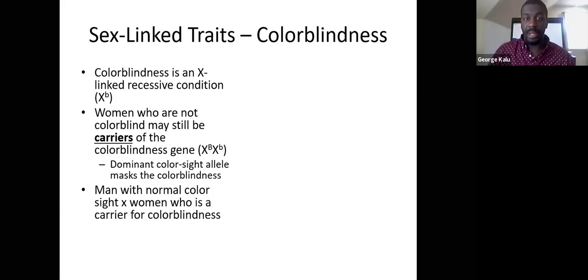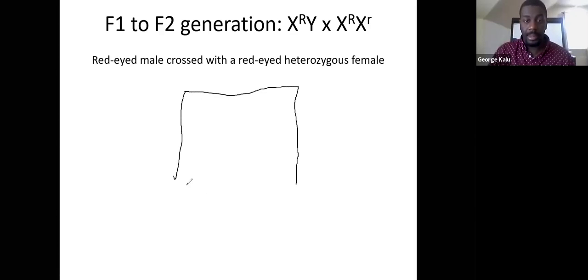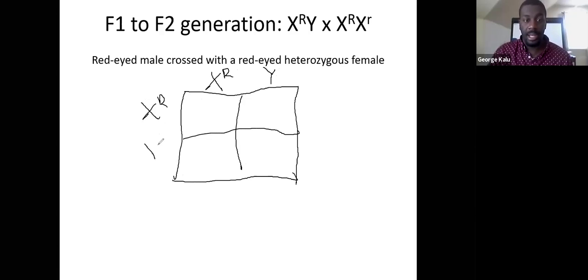Okay, so I have one more example here. We'll go ahead and do this last one together. This would be if we're looking at a red-eyed male crossed with a red-eyed heterozygous female. So again, if we do our Punnett square, we have X big R Y for the dad here, and then we have X big R X little r for the mom.